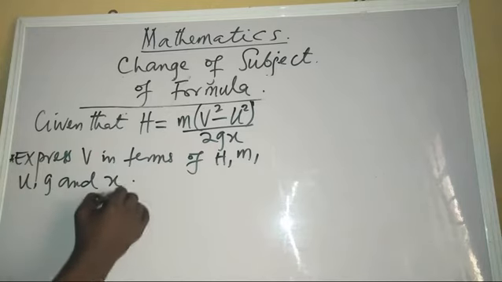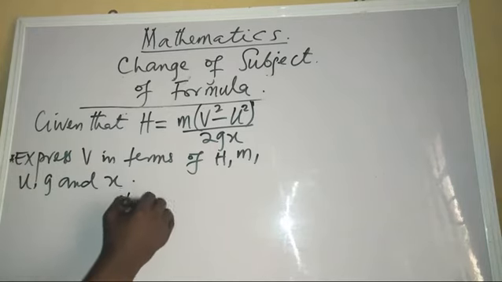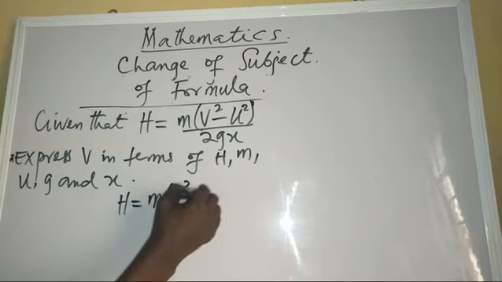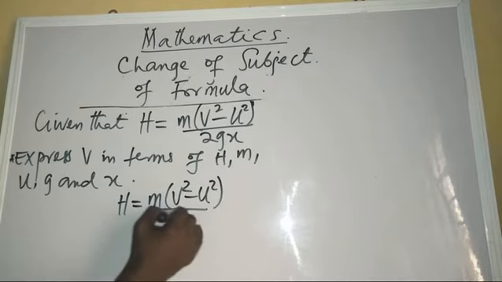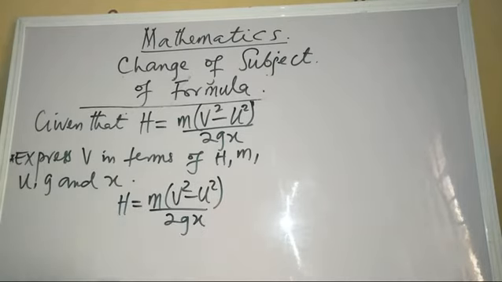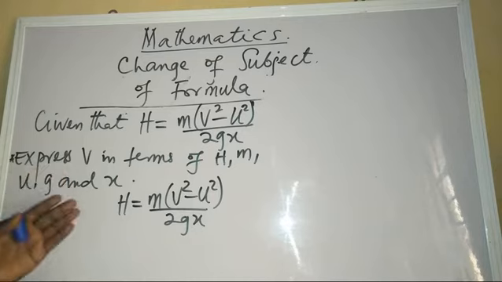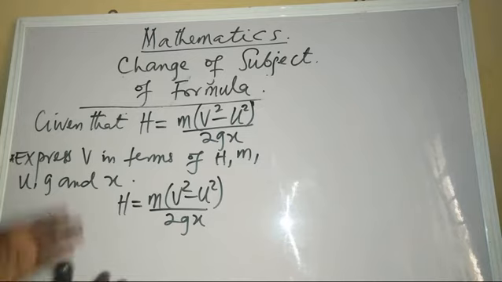So, by the question we have here, h equals m bracket v squared minus u squared over 2gx. When you look at the right side, it is a fraction. The left is also a fraction, but that will be divided by 1. That means we can easily cross multiply. Let's bear one thing in mind: before you cross multiply, each side must be expressed as a single fraction.